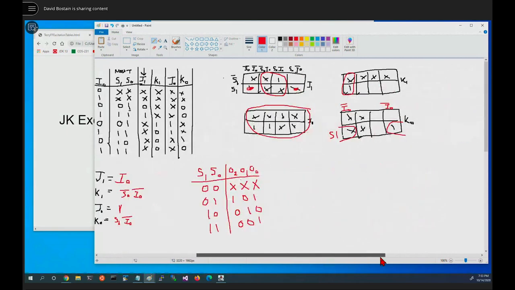So if this were on a test, there's three more answers, actually. We have our first four, which is J1, K1, J0, K0. Now we have to also get the equations for O2, O1, and O0. So we need three Karnaugh maps, one for each of them.